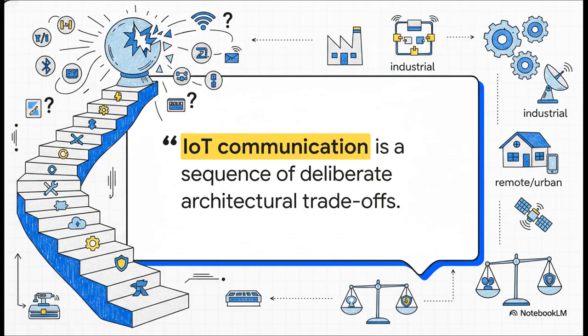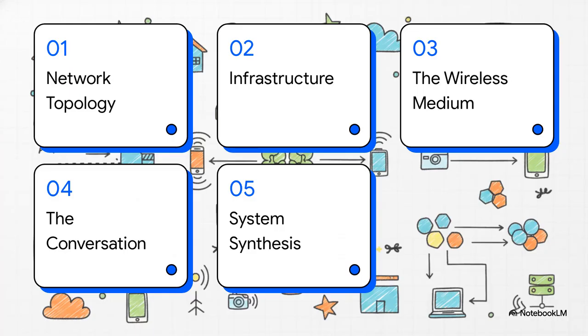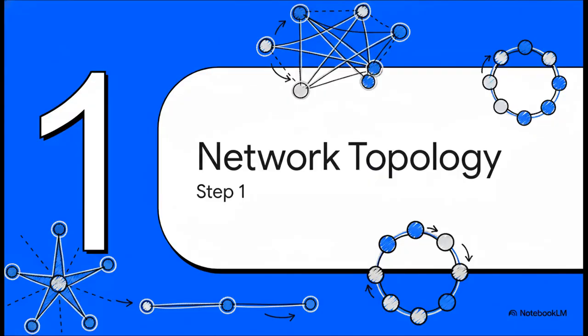choosing your compromises wisely. So, to make sense of all this, we're going to literally walk up this architectural staircase step by step. Network topology, infrastructure, the wireless medium, the conversation, and finally, we'll put it all together with an end-to-end system synthesis.